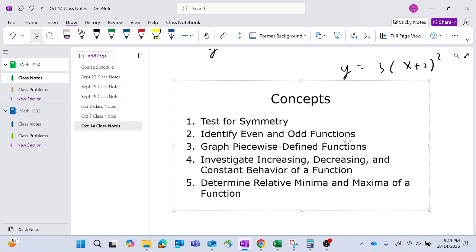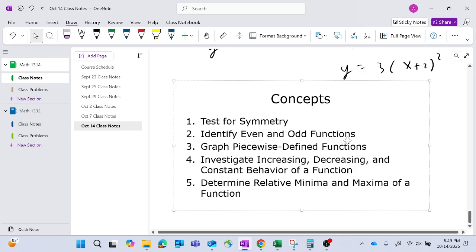Does anyone have these written down? Not yet? Okay.